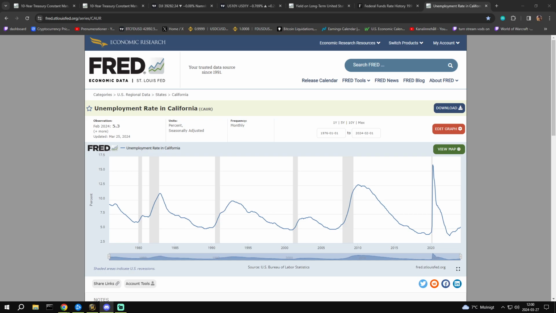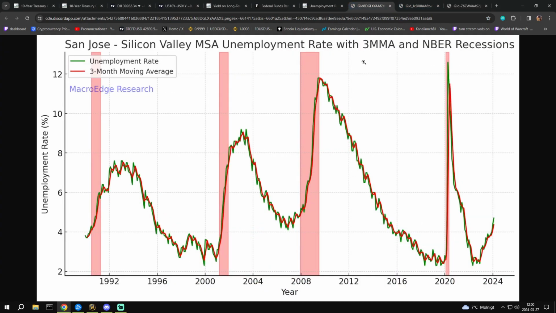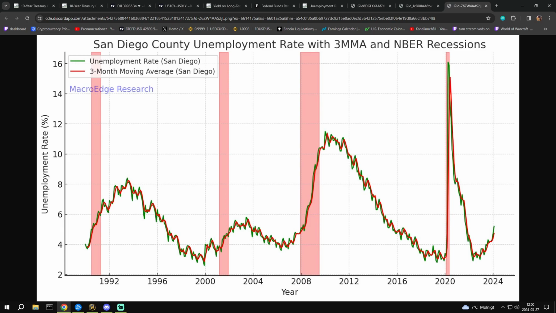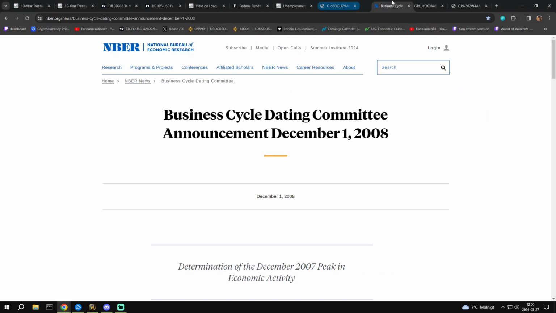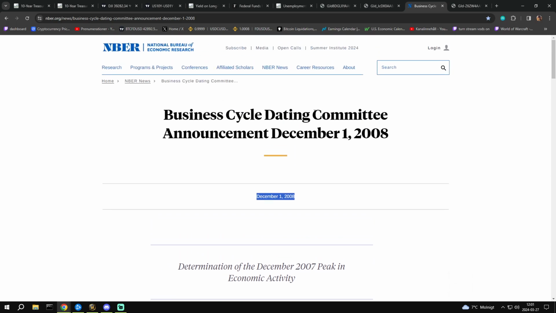This is not the only thing I wanted to show you. I wanted to show you this. And this. Silicon Valley unemployment rate and NBER recessions. So where we are right now. This is Orange County. This is San Diego. And the problem with this is that if you're waiting for the NBER to tell you when the recession begins, they'll let you know a year after. It's too late at that point. You need to look at leading economic indicators.